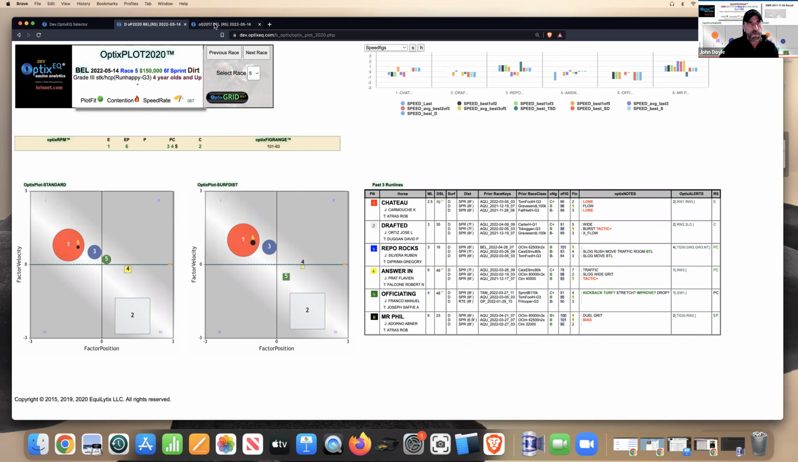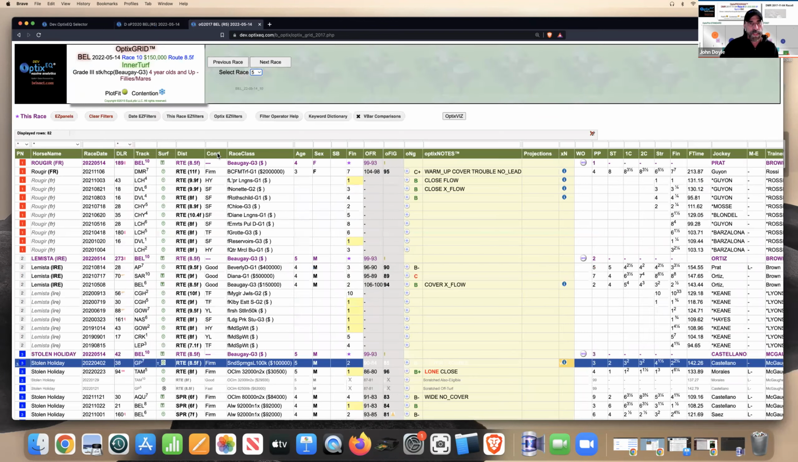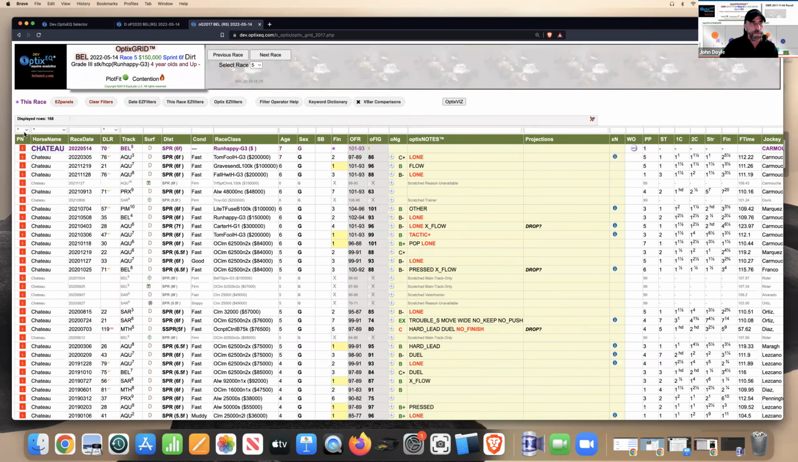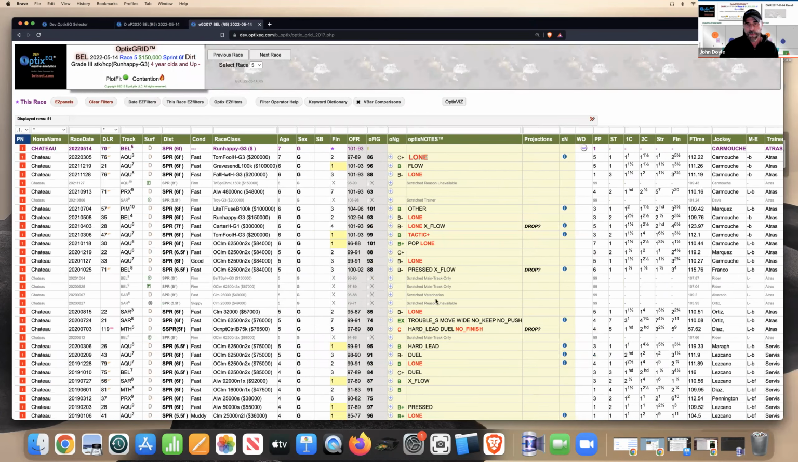So let's go to the grid, and you can see that the 1 is a horse that likes to go to the front, does his best racing when he's alone or gets some kind of tactics. The thing I don't love about him is his recent form. Maybe he didn't peak, but it just seems like his recent races don't fit with that 101.